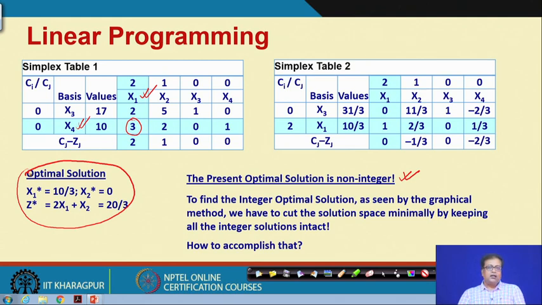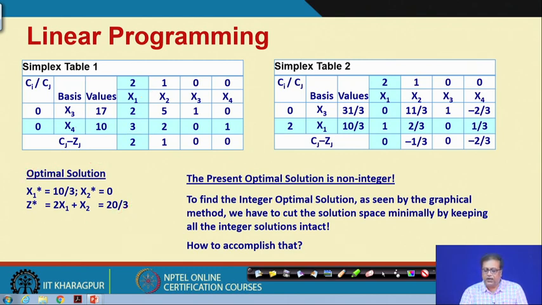But now graphically we kept all the integer solutions intact and we cut off the solution space manually, I mean minimally, so as to keep all the integer solutions intact, but also to cut the present optimal solution. Now, how do we do that? How do we do that? That is our most important task now. How do we do that?